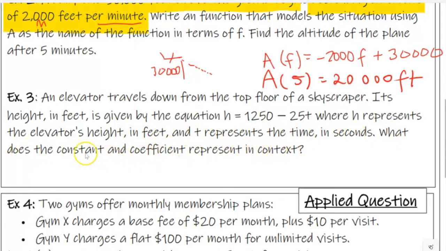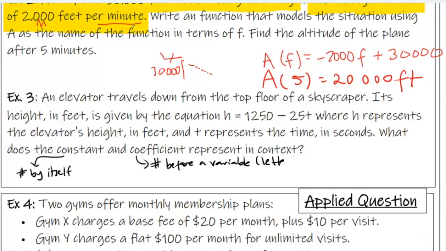So before you actually do this, I'm just going to define what constant and coefficient is. So constant is just a number by itself. Coefficient is the number before a variable. So I'm going to write that down for you. A constant is a number by itself. And a coefficient is the number before a variable. And a variable is just a letter. Let me put the letter right there.